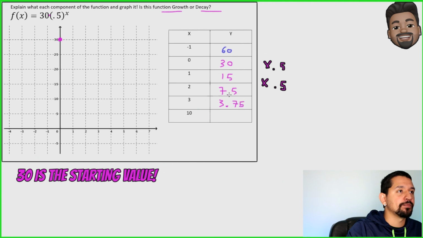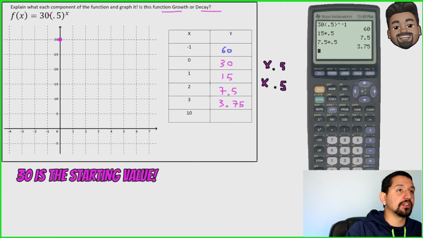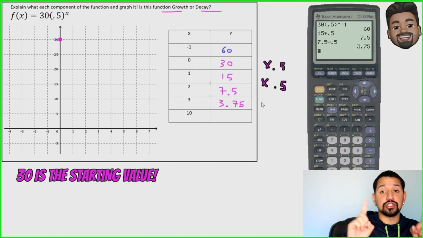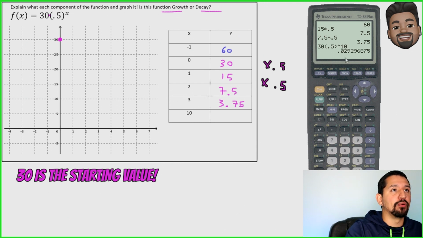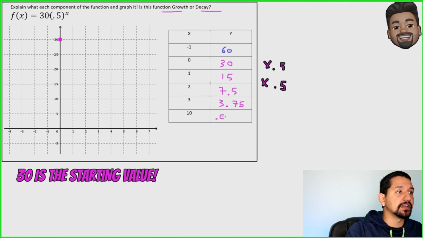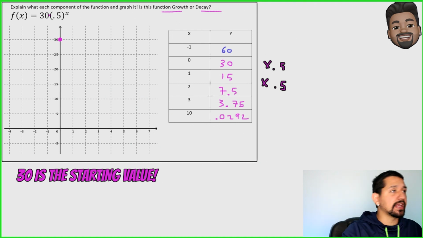3.75 right here. Obviously I had to use the calculator for this one. I wanted to show you two different ways we could do it: one with the equation, one with just the patterns. But let's go ahead and plug this one in, because I don't want to go all the way down till 10. So 30 times 0.5 raised to the power of 10, and we get 0.0292. Let's go ahead and sketch this and see how it looks.